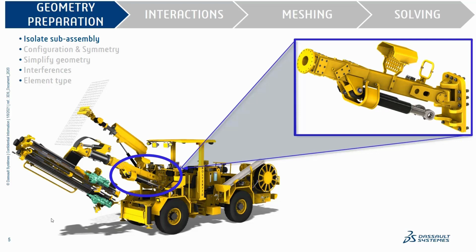Before you analyze, you have to prepare. Preparation could include use configuration, symmetry, remove unnecessary components, suppress cosmetic features, address interferences, choose element type. This preparation is the difference between getting results quickly and being stuck with errors and frustrations.